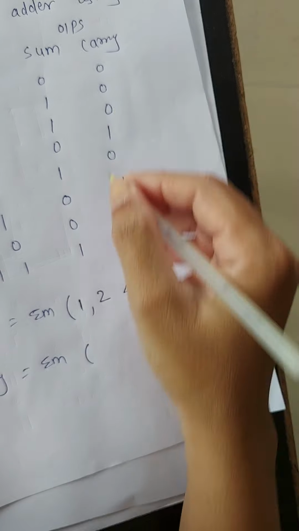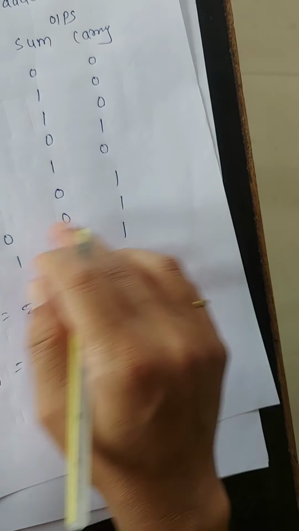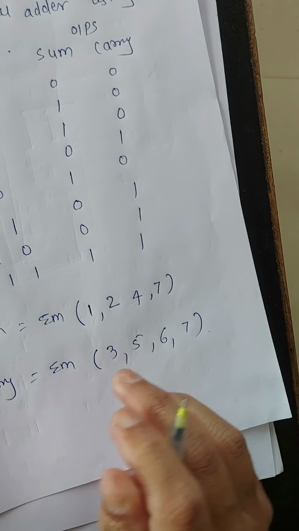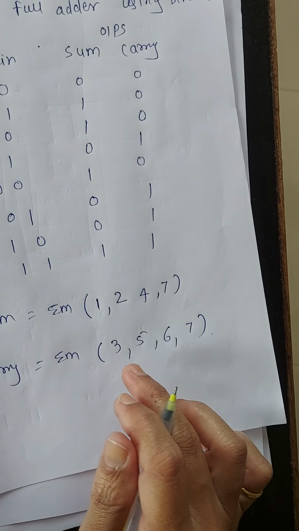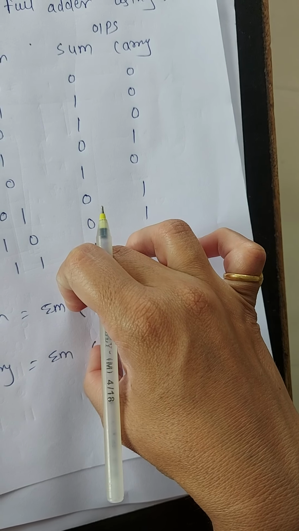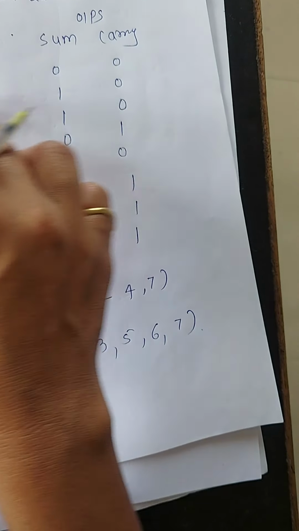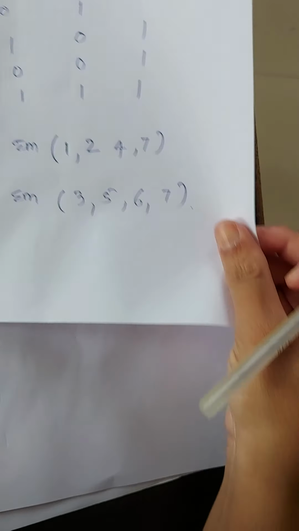Next, for the carry, wherever the carry is 1, those inputs are selected. Here the carry is 1 for 0 1 1, that is 3; 1 0 1, that is 5; 1 1 0, that is 6; and 1 1 1, that is 7. So the outputs y3, y5, y6, y7 should be ORed to form the carry output. From this truth table, the sum expression is 1, 2, 4, 7 and the carry expression is 3, 5, 6, 7, and from that we have to implement the demultiplexer.